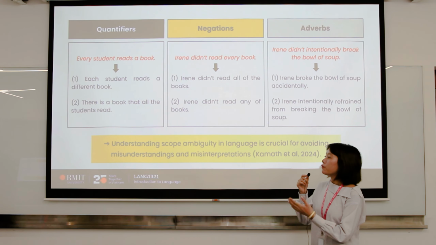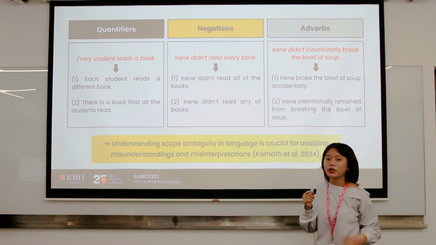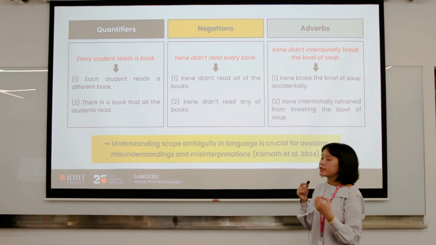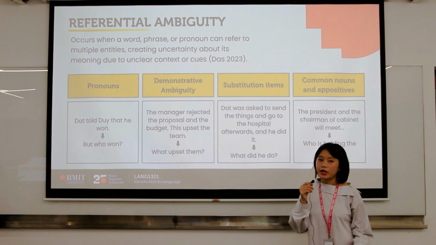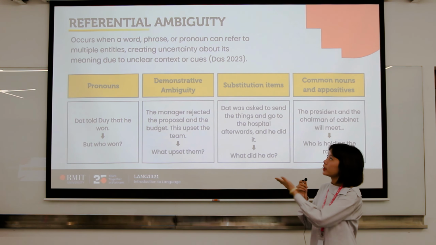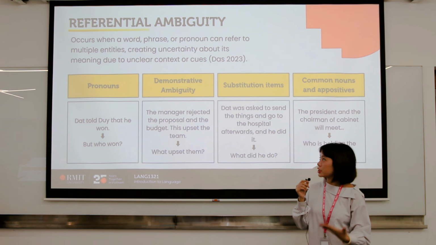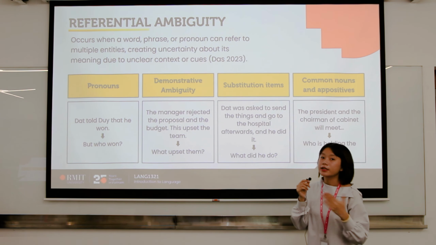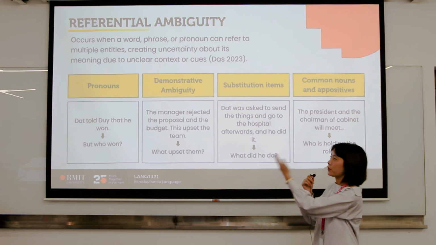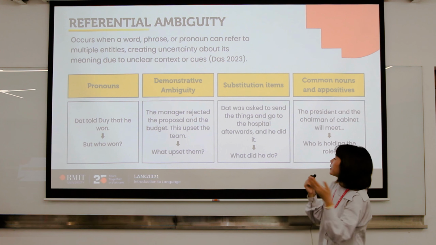There are some examples for scope ambiguity: quantifiers, negations, and adverbs. We need to understand scope ambiguity to avoid misunderstanding or misinterpretation in communications. Moving on to referential ambiguity. Referential ambiguity occurs when a word, phrase, or pronoun can refer to multiple entities, creating uncertainty about its meaning due to unclear context or cues.